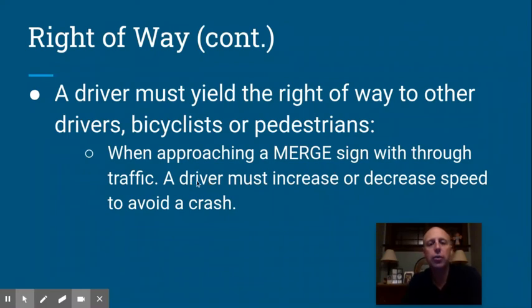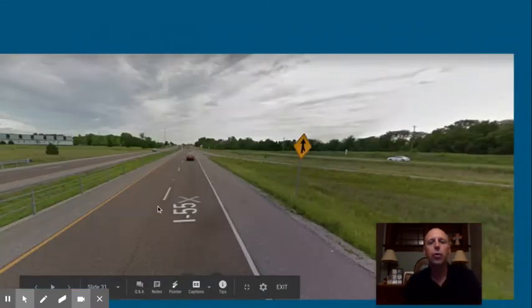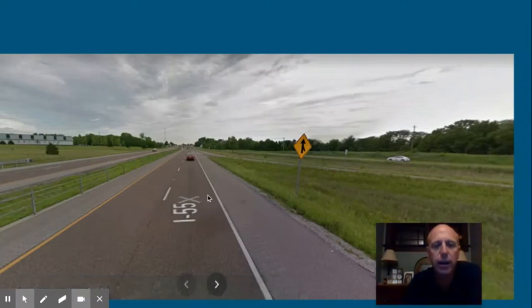That means that you as the driver must increase or decrease speed to avoid a crash. So the person that's joining or merging onto the interstate, they're the person that has to adjust or decrease their speed. So here's an example of it. So this is on the interstate, right out past D-Camp on Interstate 55. This is that merge right there.